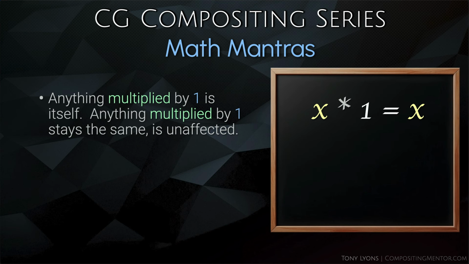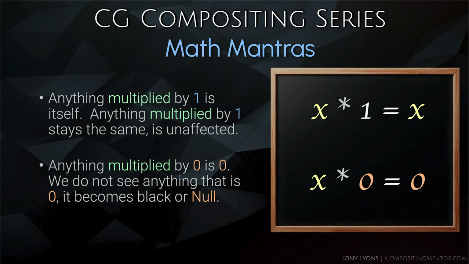And before I continue with the example, I think we should go over some math mantras. These are things that you absolutely must know as a compositor, and it's very basic math, so don't worry, but it's always good to repeat it and reinforce it. So anything multiplied by 1 is itself. Anything multiplied by 1 stays the same and is unaffected. X times 1 equals X still. It does not equal anything else.